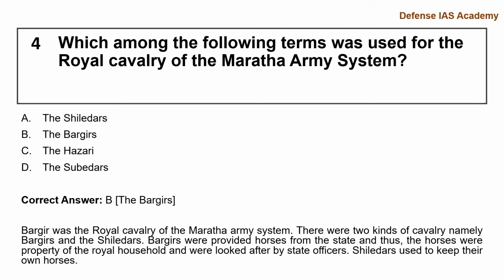There were two kinds of cavalry, namely Bargirs and the Shiledars. Bargirs were provided horses by the state, and thus the horses were property of the royal household and were looked after by the state officers, whereas Shiledars used to keep their own horses.